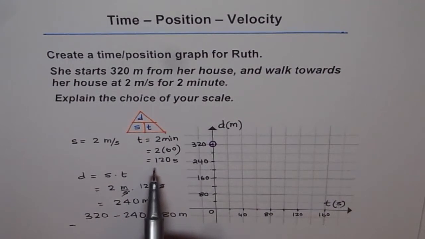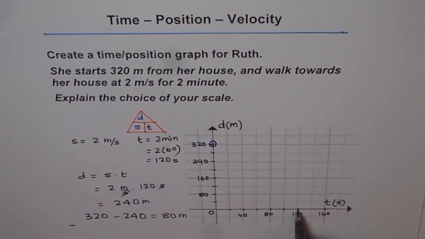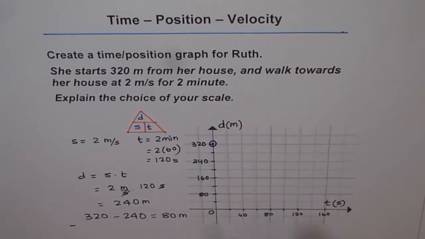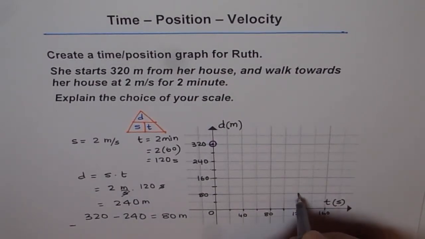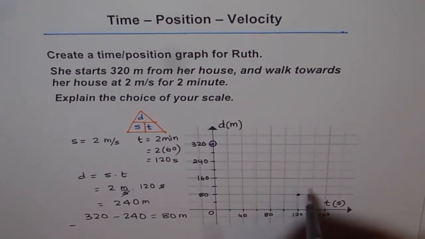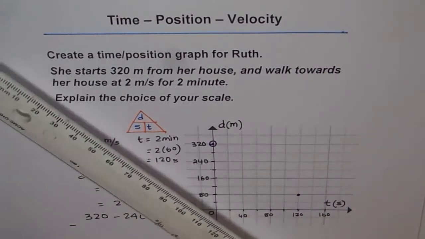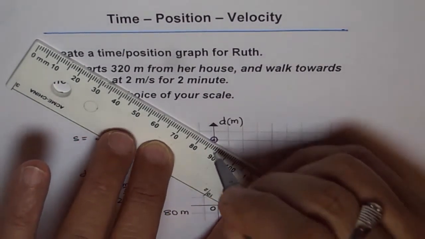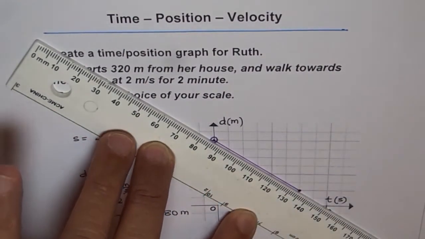After 120 seconds, the distance covered is 240, and if 240 is covered from here, we are 80 away. So at time 120, we are 80 away. We are here, and this is our final position. To draw the graph, we will join these 2 points with a straight line. Why a straight line? Because she walks at a constant speed for 2 minutes.